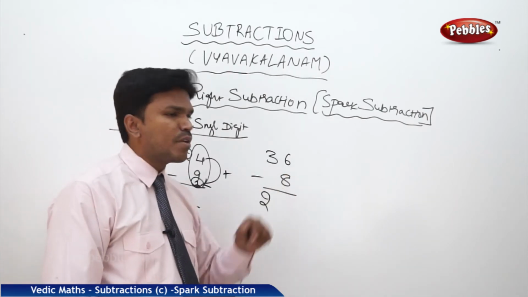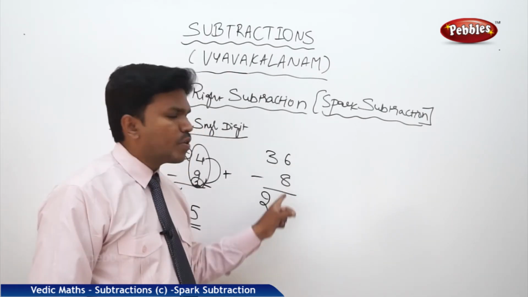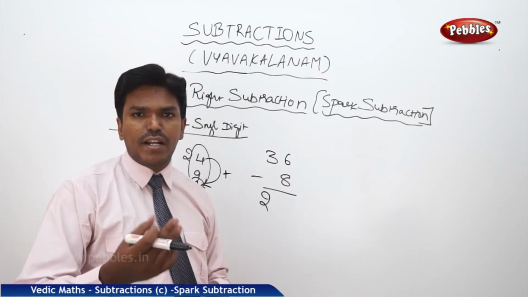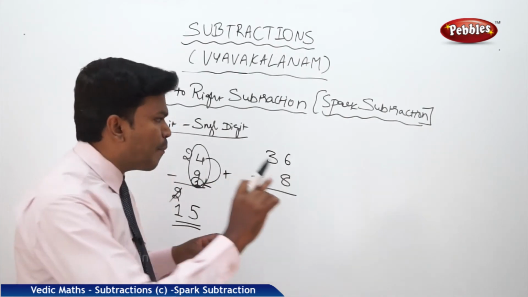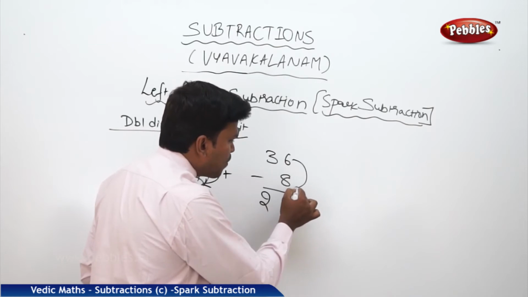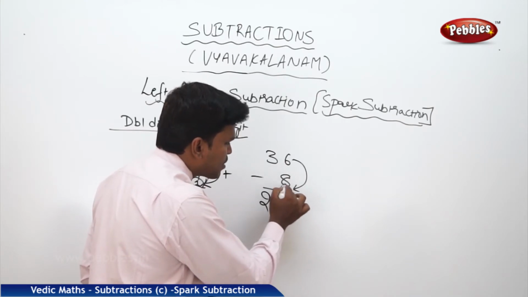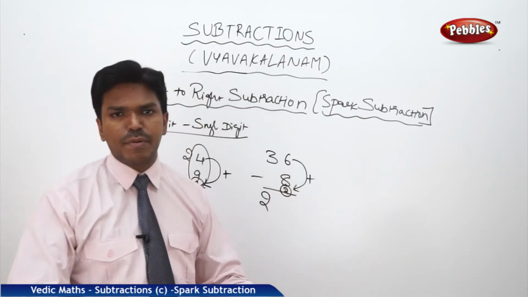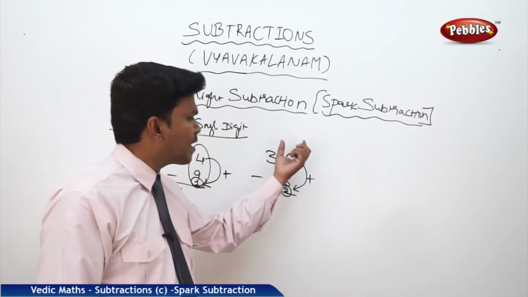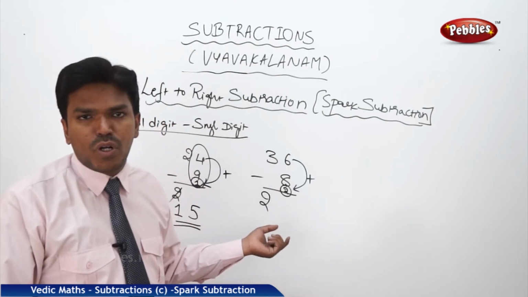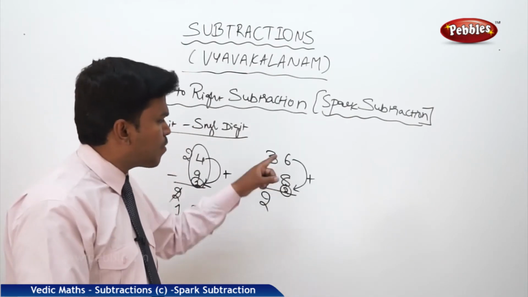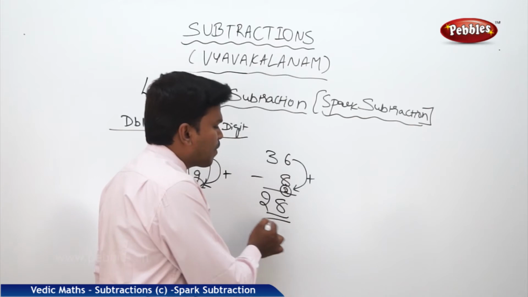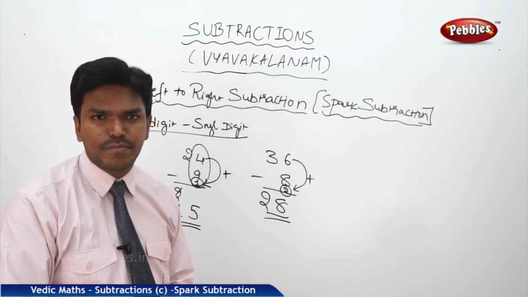Why? Because the next numbers are mismatch, so we cannot do direct subtraction. So what do we have to do? Bring the above number and add to the below number's complement. The below number is 8, so what is the complement of 8? 2. That's why I am bringing the above number 6 and adding it to the below number's complement, that is 2. So what is 6 plus 2? 8. So my answer is 28.